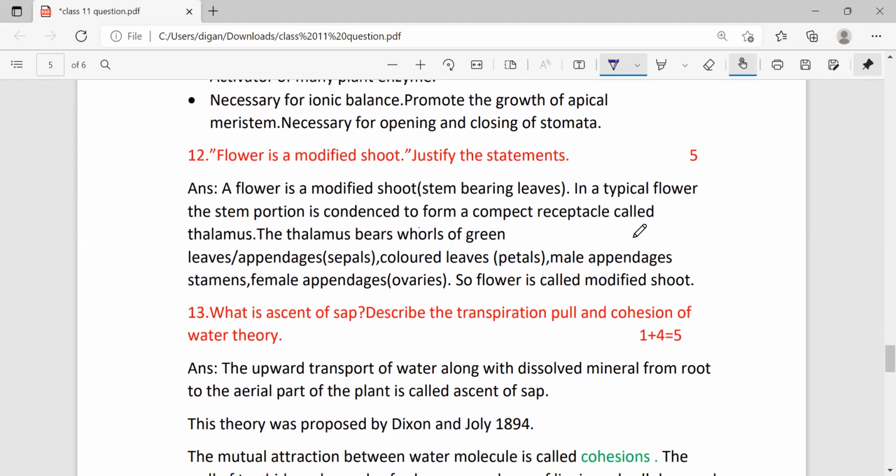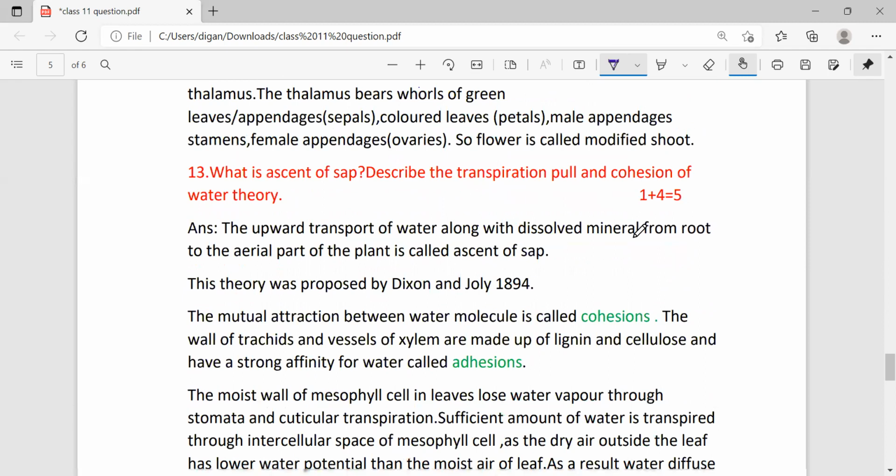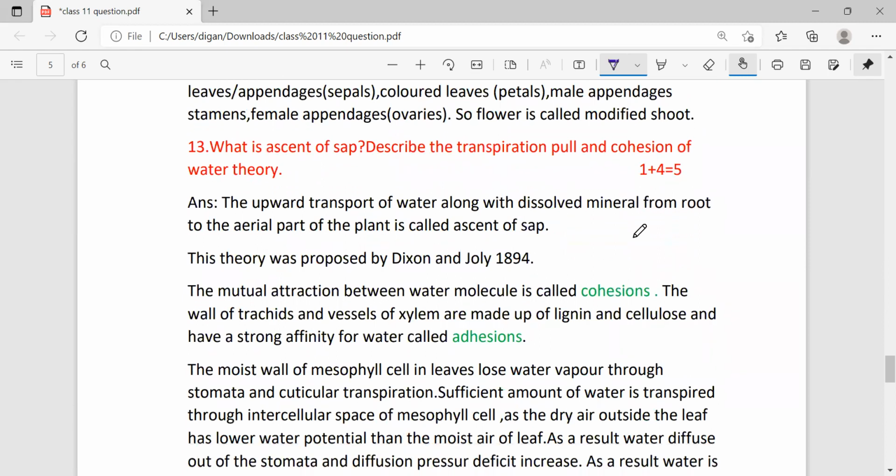Next question, question number 13. What is ascent of sap, and describe the transpiration pull and cohesion water theory? This question is from the transport in plants chapter, and this question is very important for this time also. This question carries 1 mark plus 4 marks: 1 mark for the definition and 4 marks for the explanation of the theory.